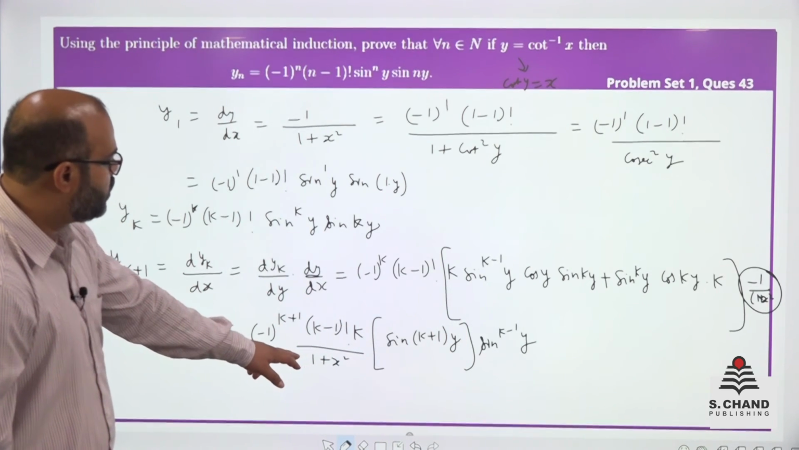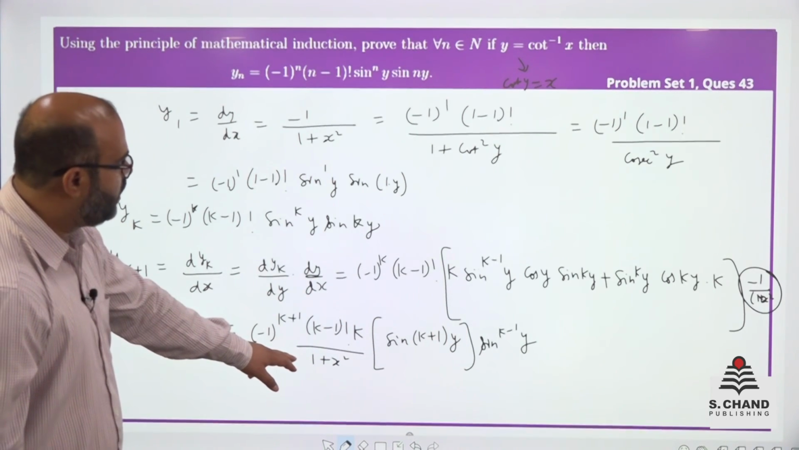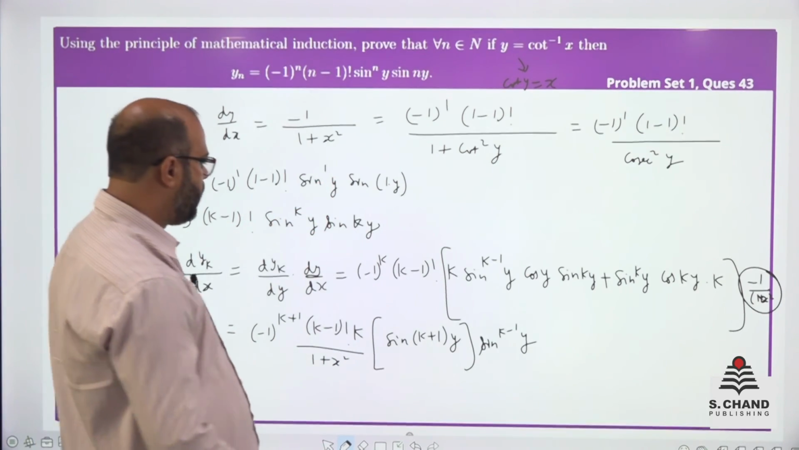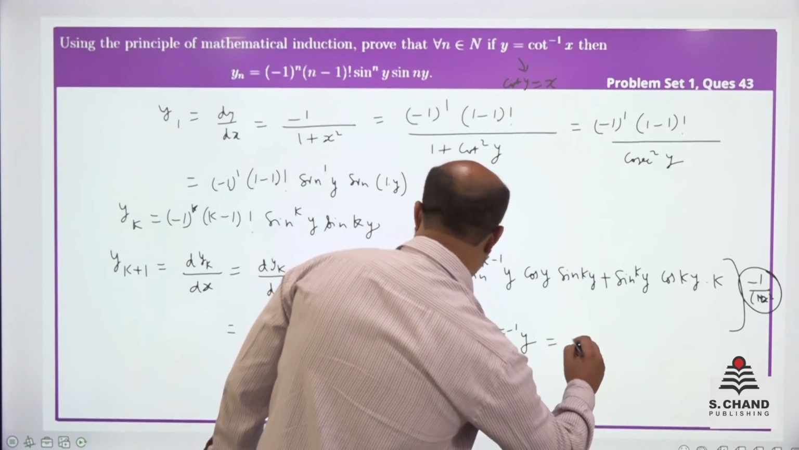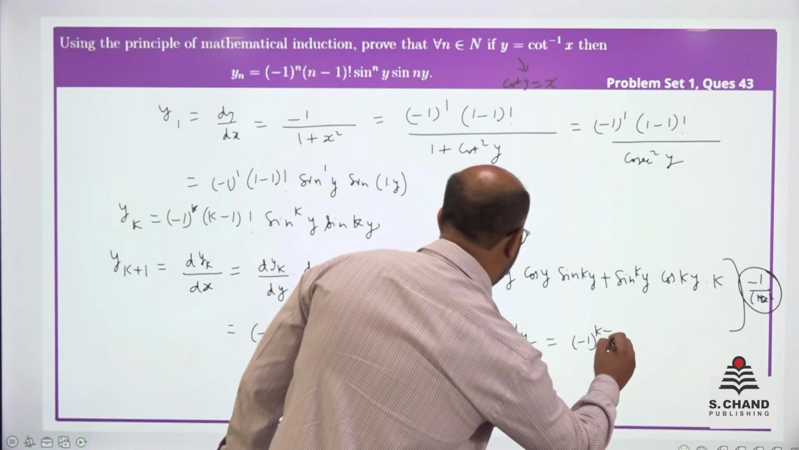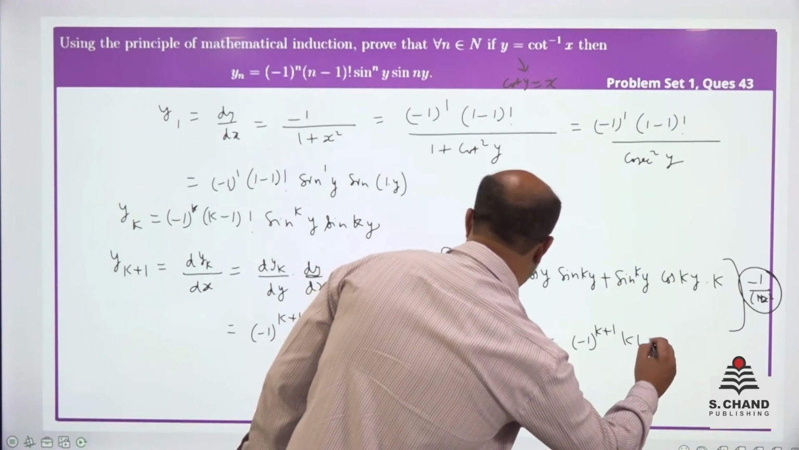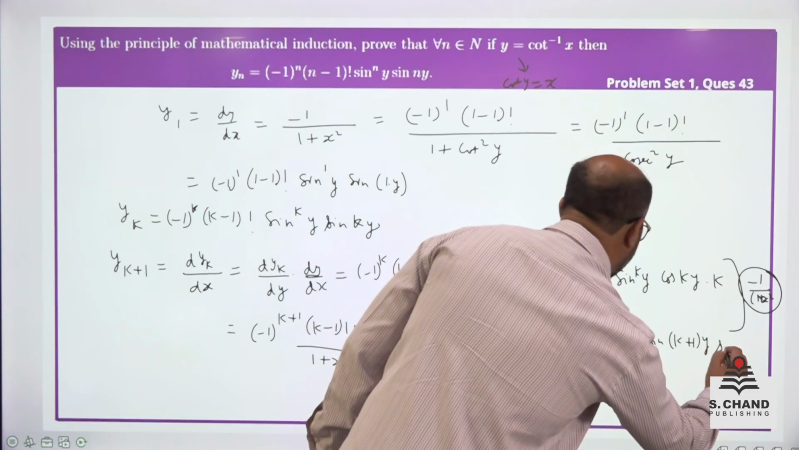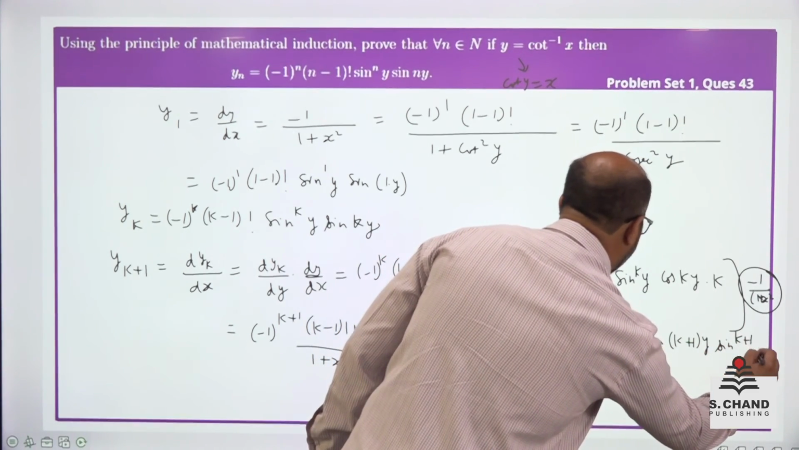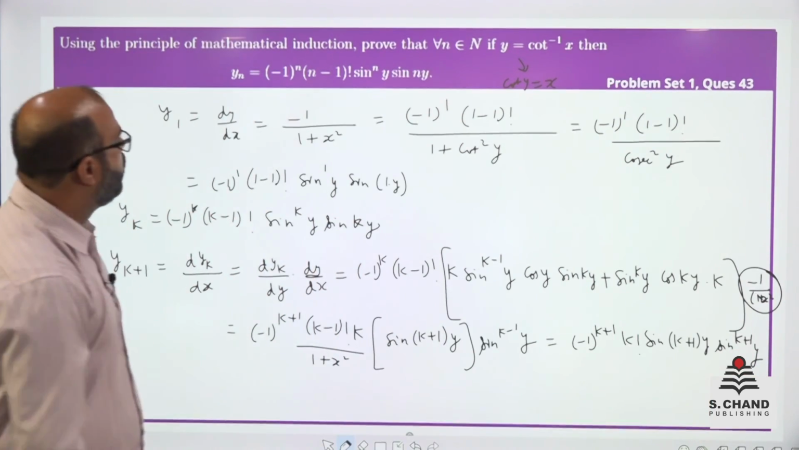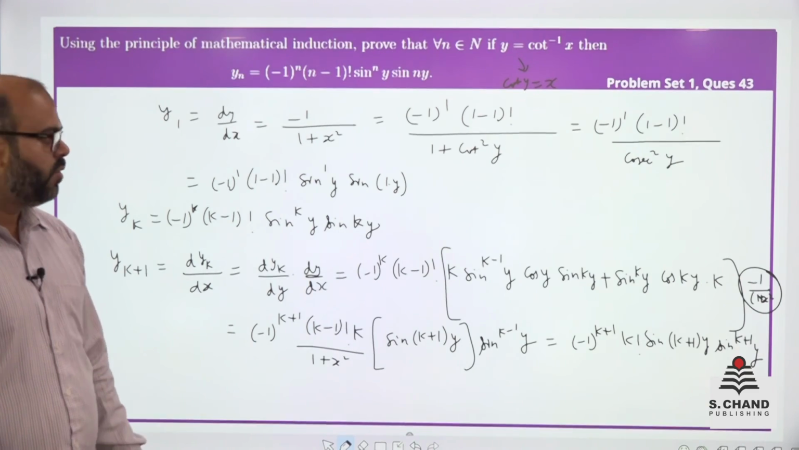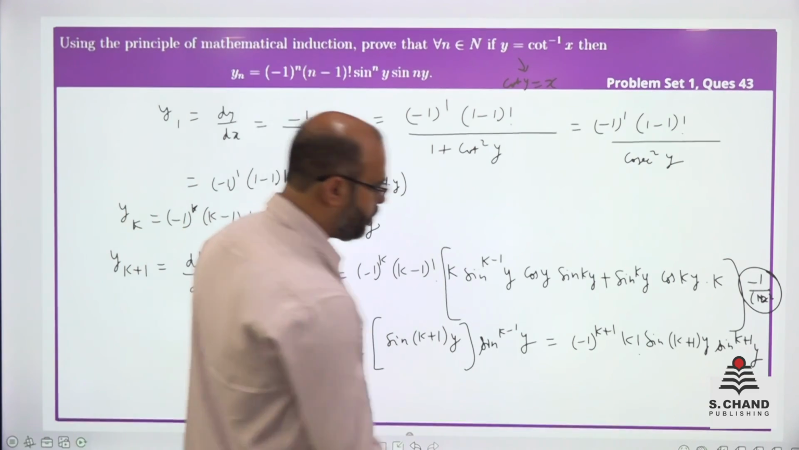Now 1 plus x square is cosec square y. On numerator it will become sin square y. So this is minus 1 to the power k plus 1 k factorial sin k plus 1 y into sin to the power k plus 1 y. So yes, finally the right hand side is proved for n is equal to k plus 1.